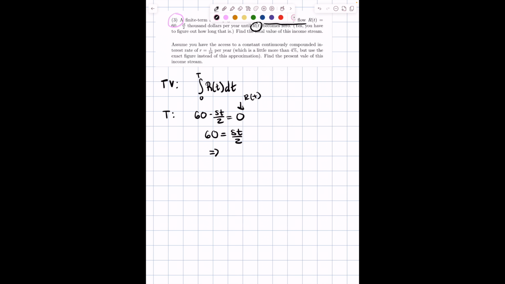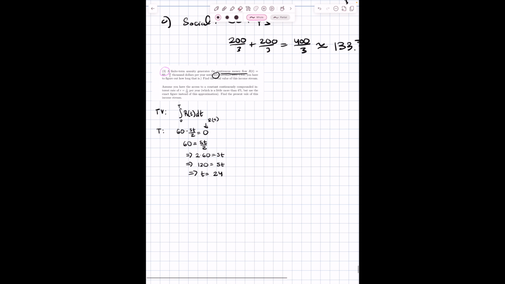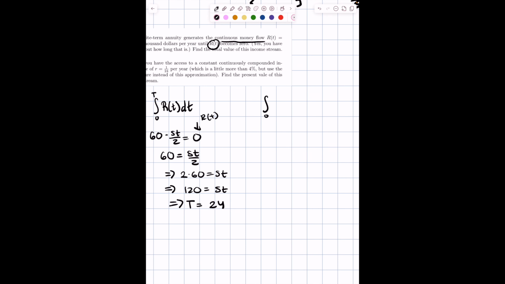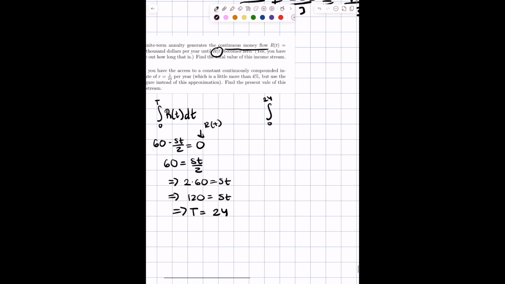Then I'm going to multiply both sides by 2, so 2 times 60 is equal to 5t. Then I get 120 is equal to 5t. Then I get t is equal to 24. So I get t is equal to 24, and actually this will just be my big T. So from 0 to 24, I need to evaluate 60 minus 5t over 2 dt.